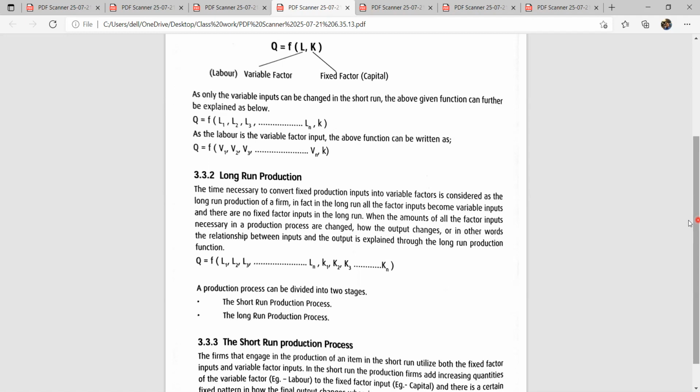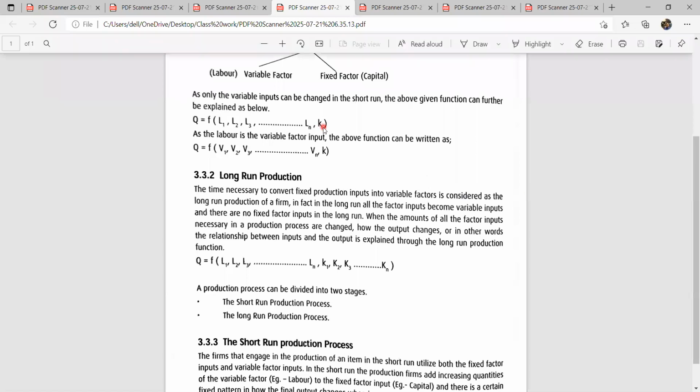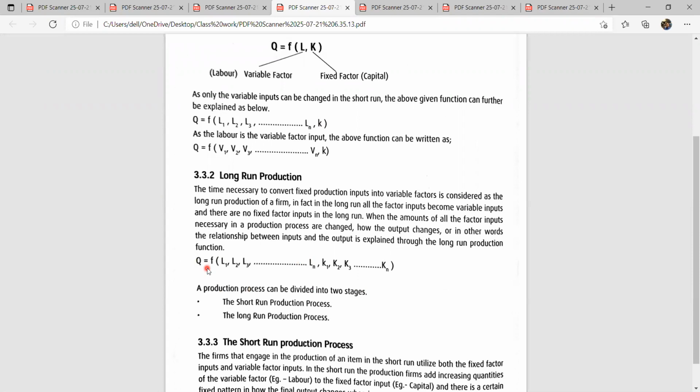Now, the production function is given. If you compare with the first one over here, the number of labor is changed, but capital was constant. Right now, capital even changed. The amount of capital even increased with the increase in labor. This is how we illustrate the long-run production function. Simply, the input-output relationship or technical relationship is analyzed through the long-run production function.